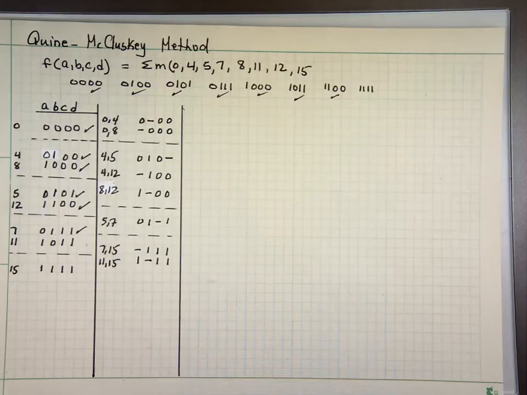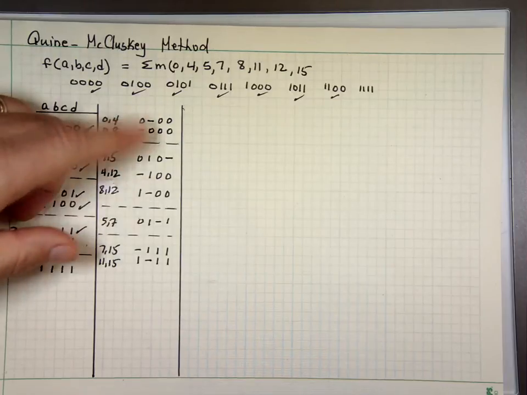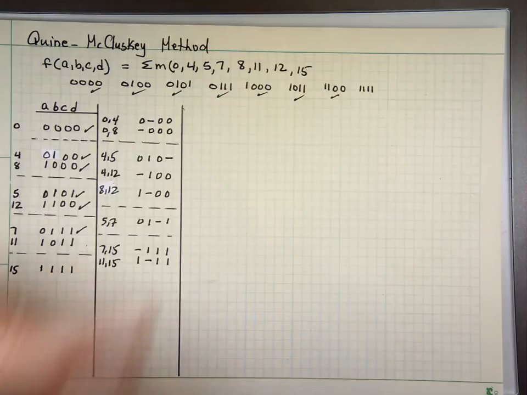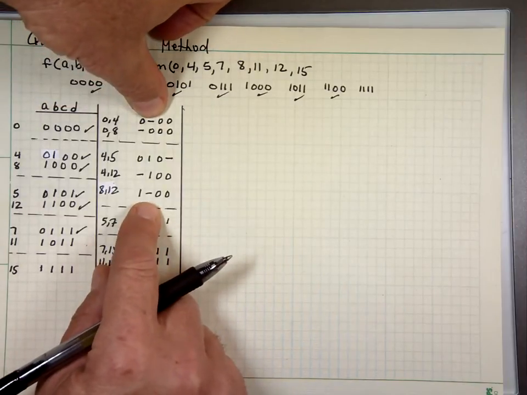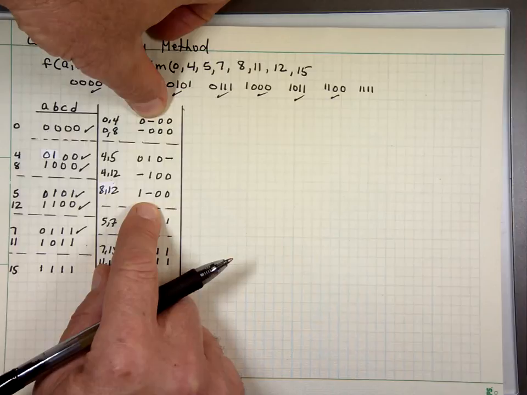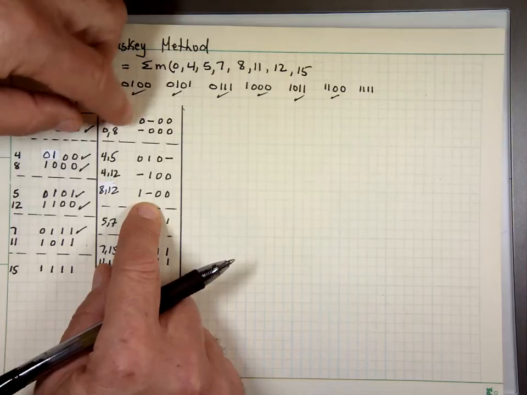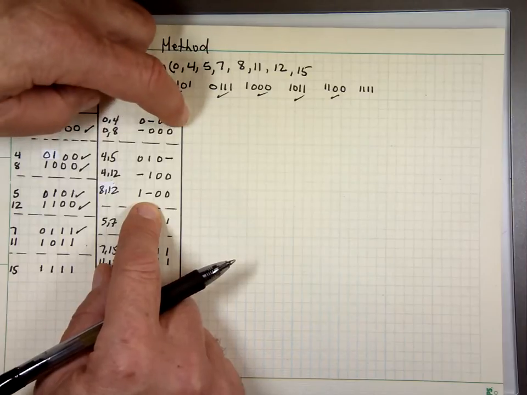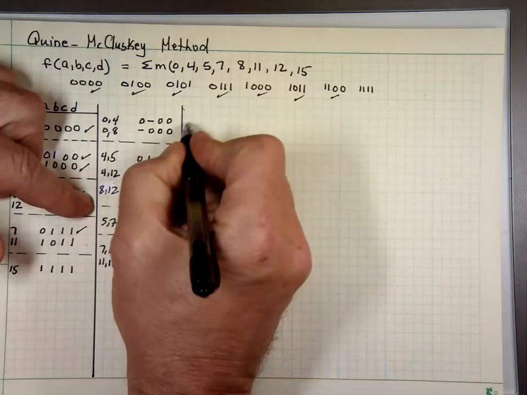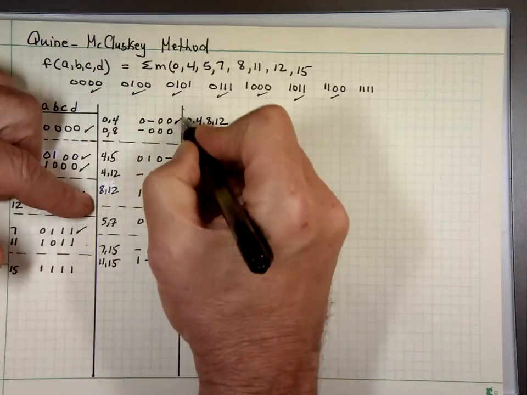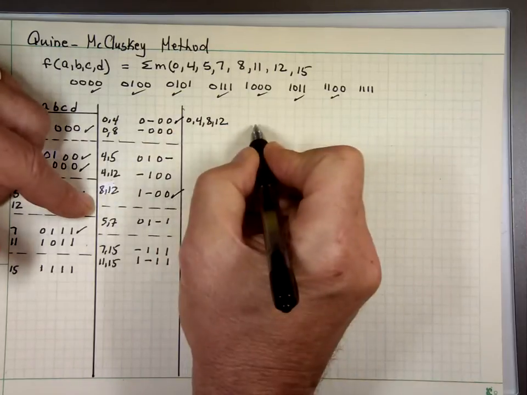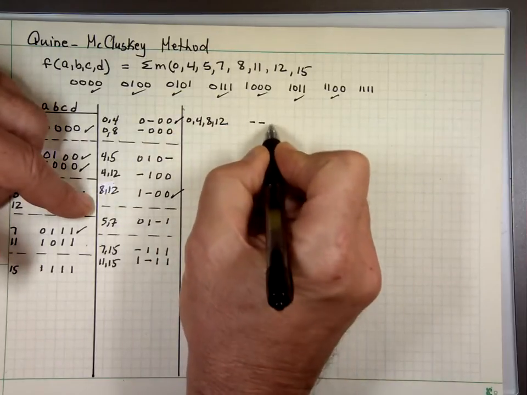Now we're going to repeat the process with these. But the dashes have to line up. So now look at 0, 4. The only one I can see where the dashes line up is what? 8 and 12. See that? So the dash lines up, so it'll be dash, dash, 0, 0. So 0, 4, 8, 12. That's this and this. That'll give me dash, dash, 0, 0.